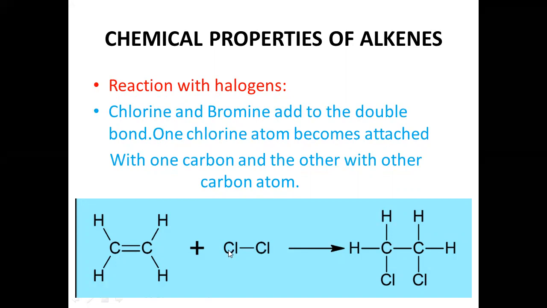So one chlorine atom, after breaking this double bond, will attach to one carbon atom, and the second chlorine to the second carbon atom, and then in turn you can see it will give us dichloroethane, because it has 2 chlorine atoms, so we call it dichloro, and 2 carbon atoms, so eth, and a single bond is there in dichloroethane, because the carbon-carbon bond is a single bond.